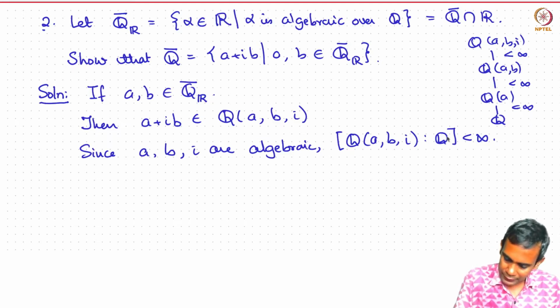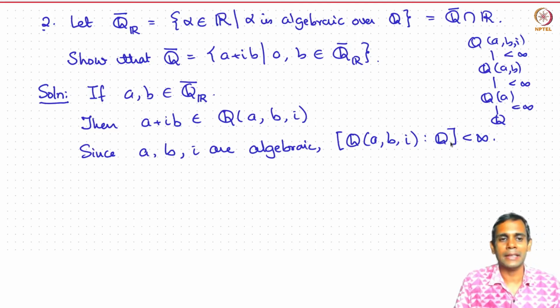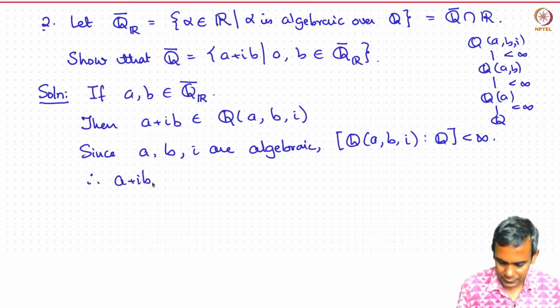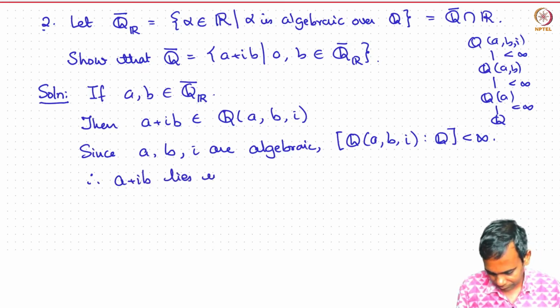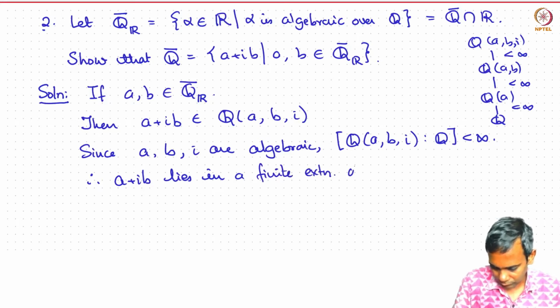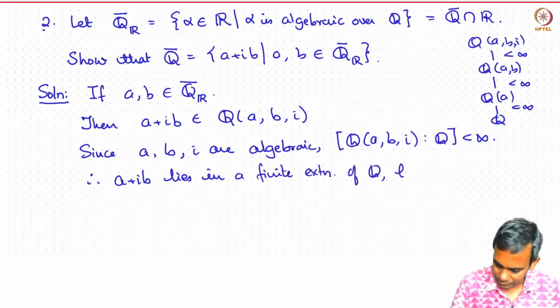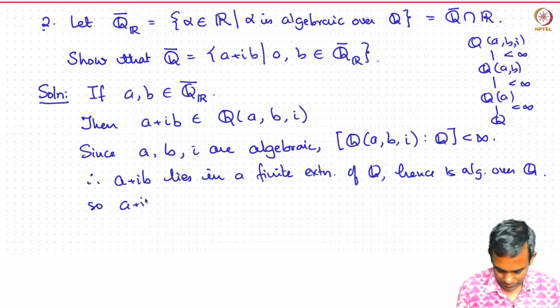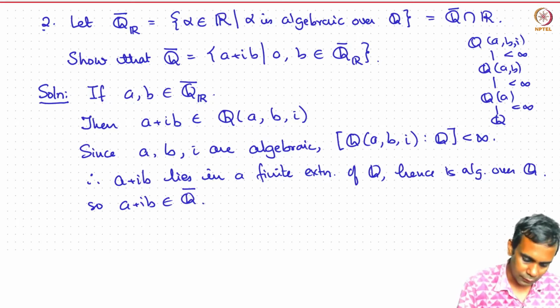So this extension, being generated by algebraic elements, is algebraic. And therefore a plus ib, since it lies in a finite extension, hence is algebraic over Q. So a plus ib belongs to Q bar. The other way is a little more involved.